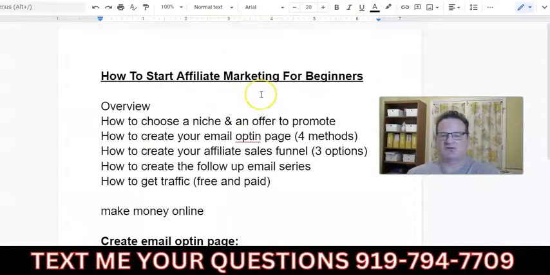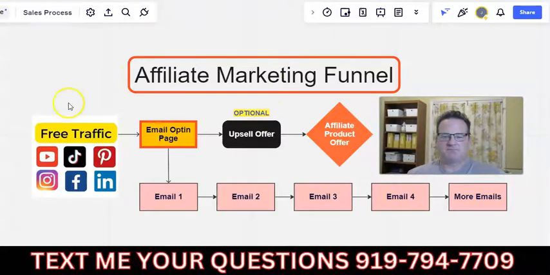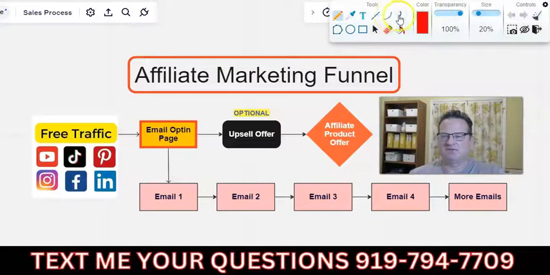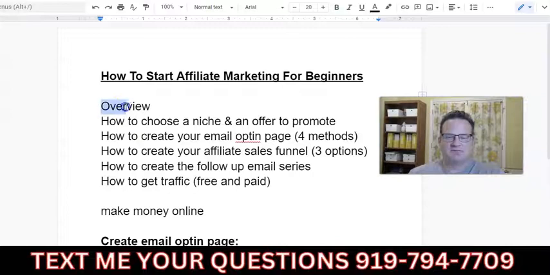We're talking about how to start affiliate marketing for beginners, and we're doing it through this very simple yet effective affiliate marketing funnel, okay? And where most of the focus has been on these past few videos is right here on how to create email opt-in pages, right? So if you look back here, first video we talked overview, second how to choose a niche and how to choose an offer, and these last few videos have been about how to create your email opt-in page. And I'm going to show you 4 different ways that you can create that email opt-in page.